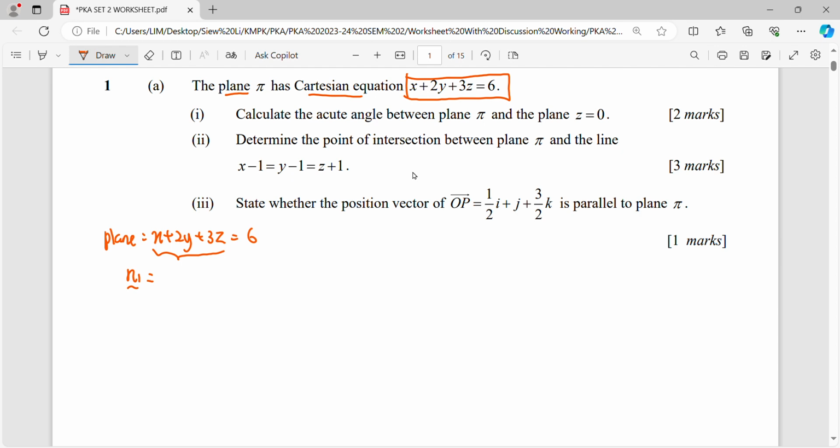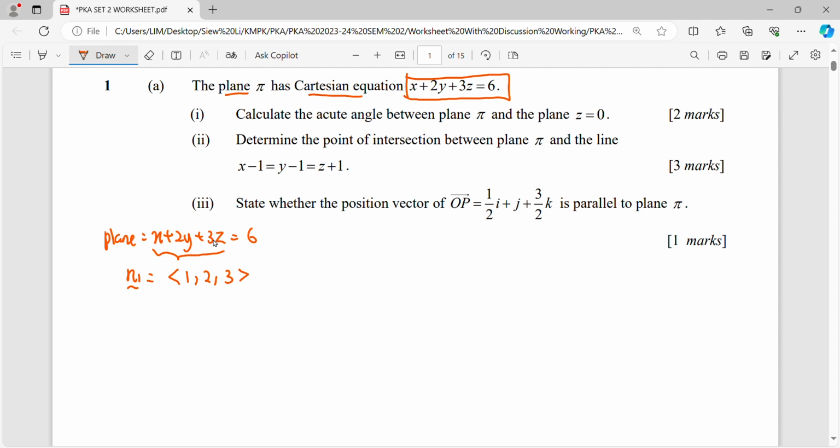So what's your normal here? It will be the coefficients of your x, y, and z, which is 1, 2, 3. So this plane has the normal vector 1, 2, 3, that is 1i, 2j, 3k. Whether we use the normal or not, we will see later in the questions.